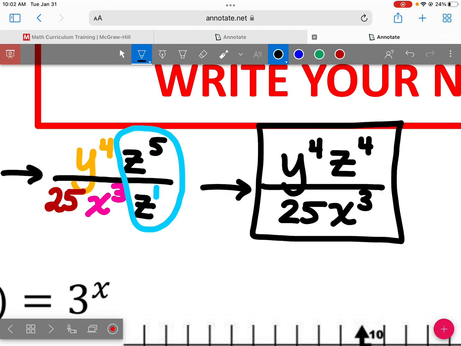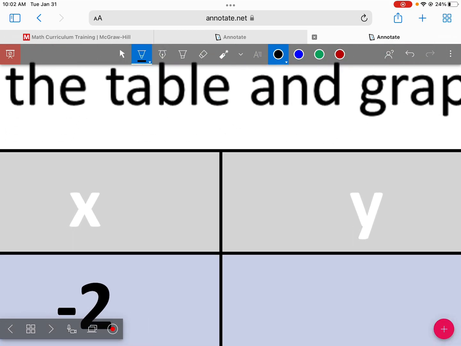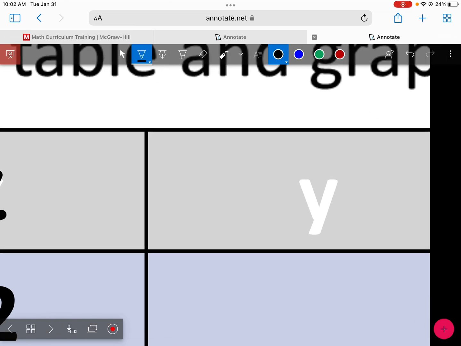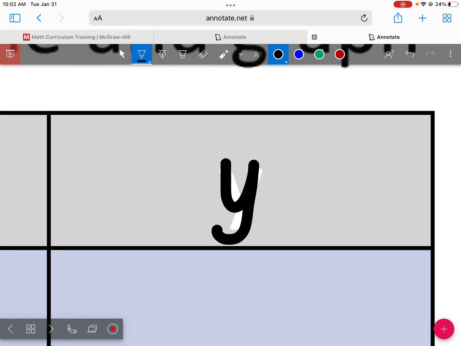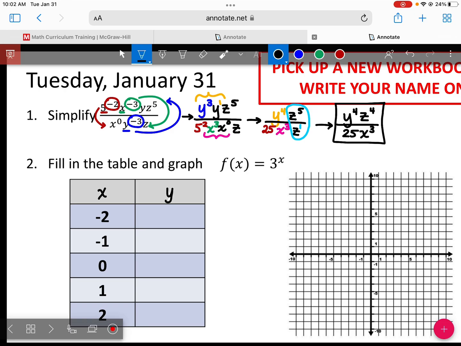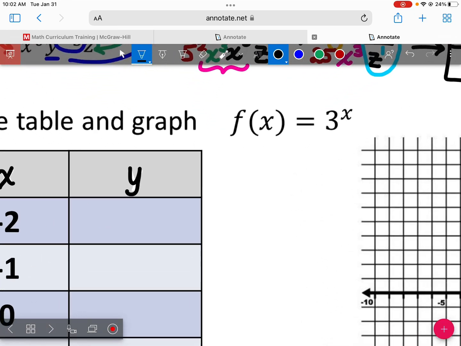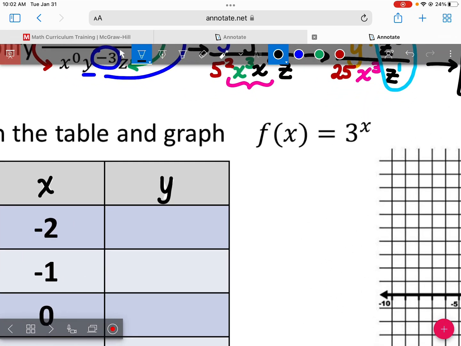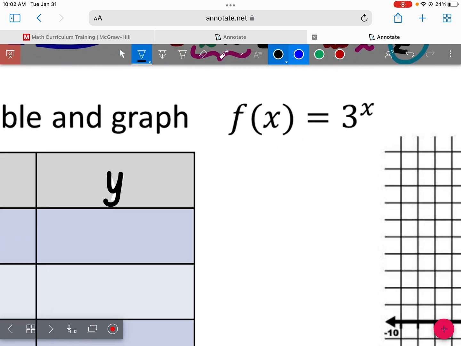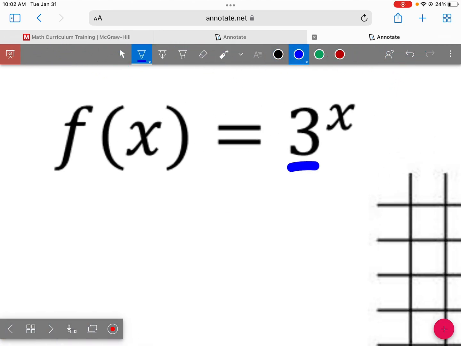Do you guys have any questions about how I knew which pieces I could combine or how we simplified? Let's look at number 2. We're going to fill in this table, and then we're going to graph this parent function. So we've got x's on the left and y's on the right. So the way we find our output, what is my base, by the way, on this function? 3 is my base.